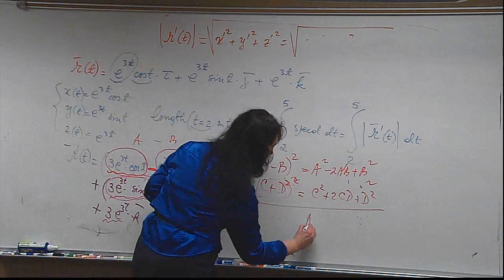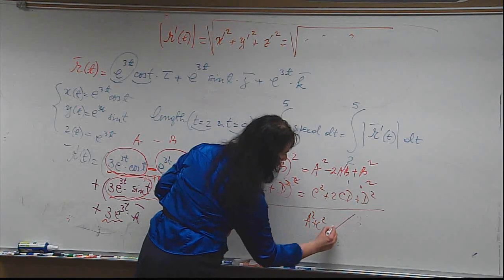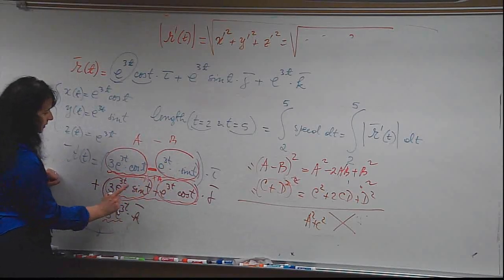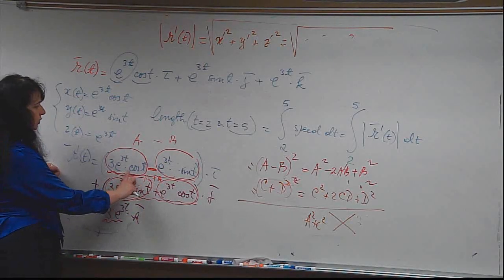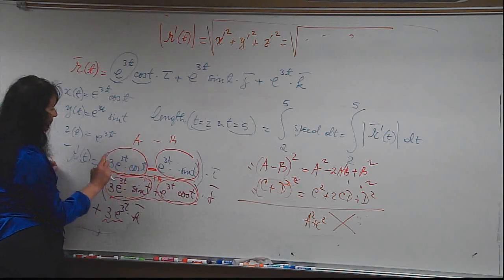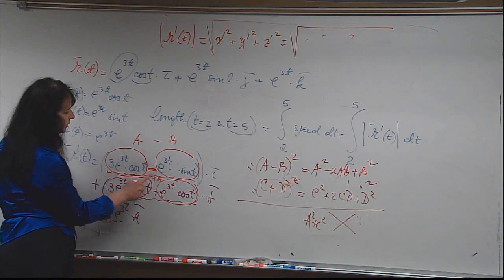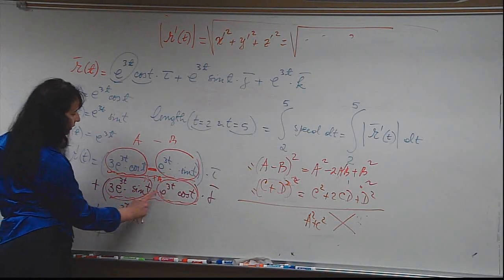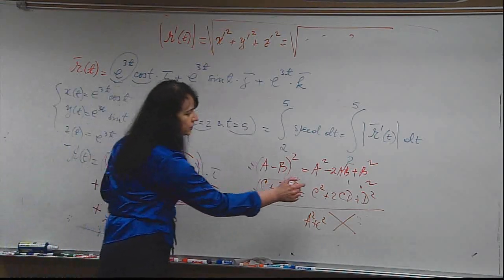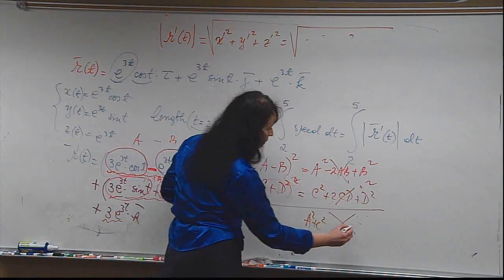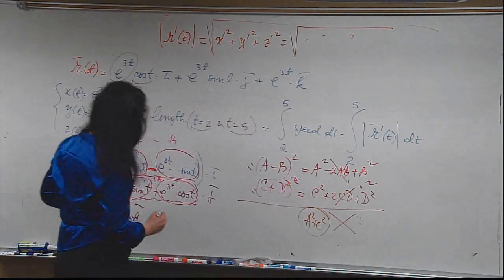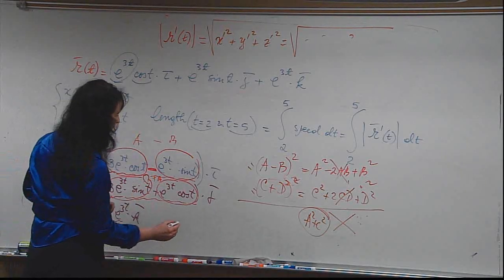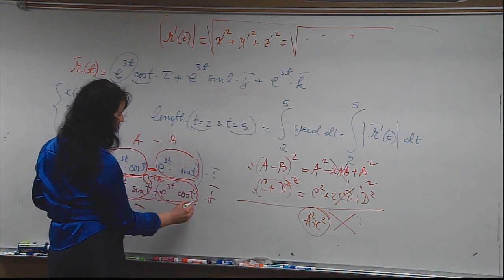So I'm going to have A squared plus C squared. This goes away. Why? Because this times that is the same as this times that. If we look at the middle term, we'll have 3 e to the 3t cosine t times e to the 3t sine t. The middle term here is 3 e to the 3t e to the 3t sine t cosine t. So they will cancel out, this and that. So here I have the sum of the square of A plus the square of C, and here I'm going to have the square of B plus the square of B.